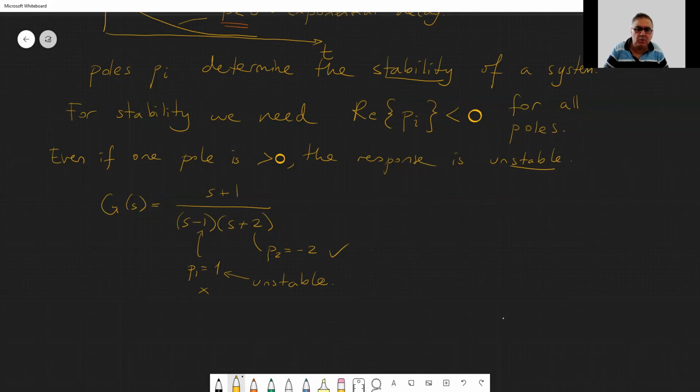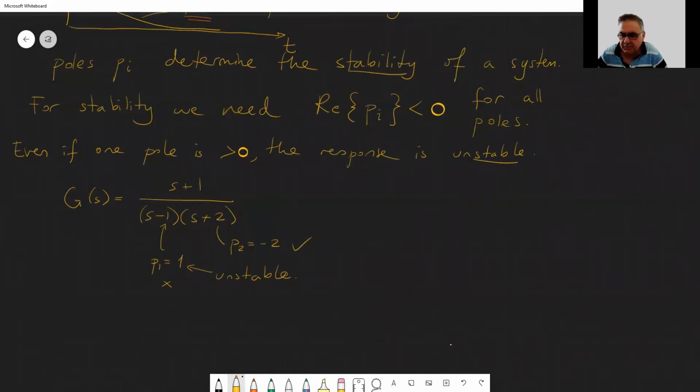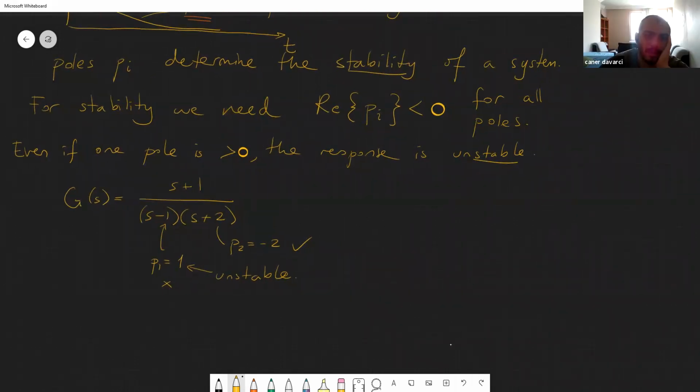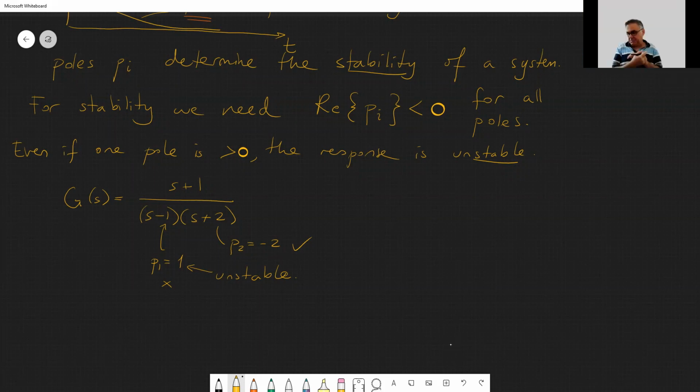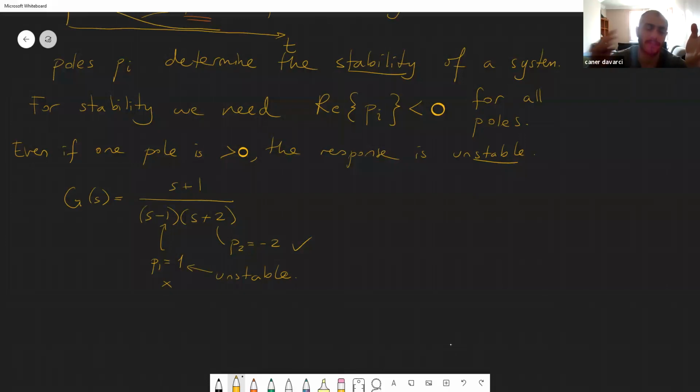Okay. The poles can be complex. For example, Hocam, can I ask a question? Yes. Hocam, what if s is equal to 0? Does it affect the stableness? Well, if s is equal to 0, it is neither stable nor unstable. It is just something in between. Okay, if we have a system where one of our poles is 0 and the rest of them are negative, what will happen?